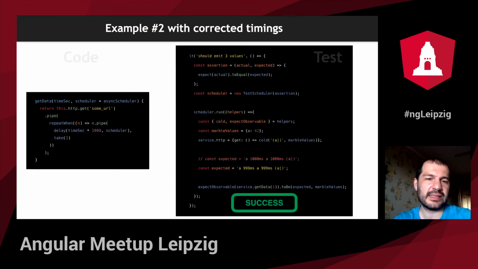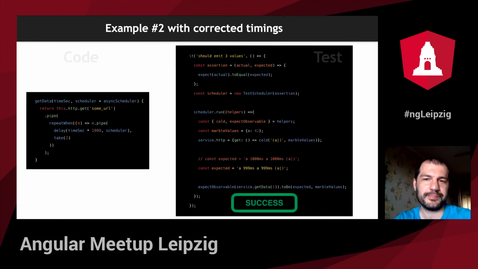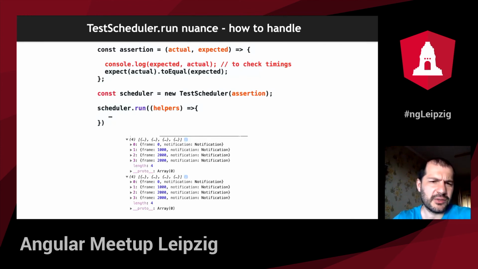Now, if you try to run the test again, it will pass. You may think, hey, it's so tricky to calculate exact delay values for marble diagrams, but there is a possibility to make it easier. Remember we provided an assertion expression for the TestScheduler constructor. This assertion function has two params: the expected value, calculated from the expected marble diagram, and the actual value, which is generated by the code under test. If we console log these arguments, we can compare timings of expected and actual emissions. And with this information, it will be easier to understand what is going wrong.